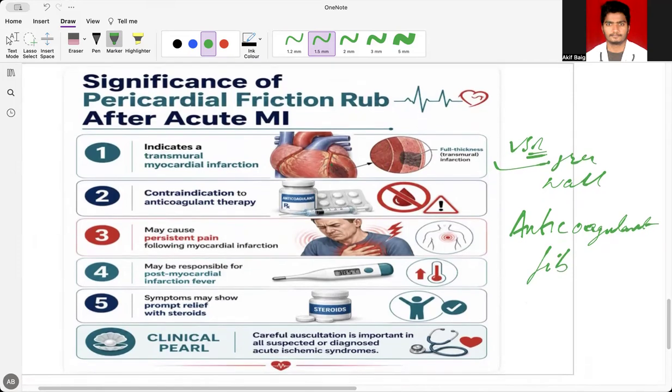This pericardial rub may cause persistent pain following an MI and may sometimes be responsible for post myocardial infarction fever as well. Symptoms may be relieved promptly with the use of steroids.